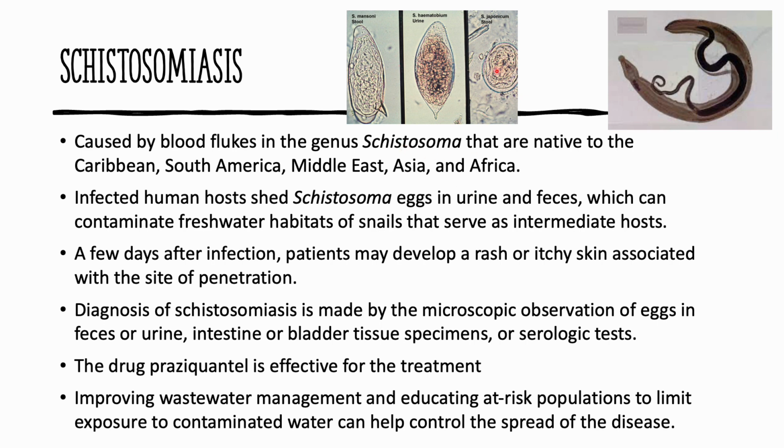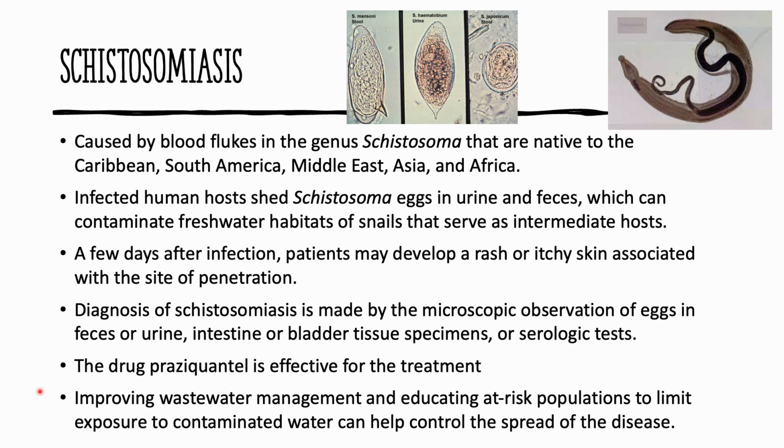From the urine and fecal samples, you can diagnose schistosomiasis by observing it under the microscope and looking for the presence of cysts, or by doing serologic testing to see if you've created antibodies against this certain type of pathogen. There are drugs available for this, so praziquantel is an effective treatment. And of course, improving wastewater management and educating at-risk populations is a really important part of controlling the spread of this disease and lowering the incidence.